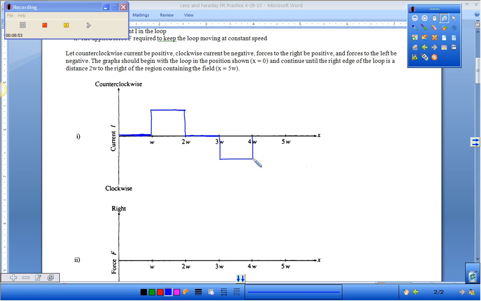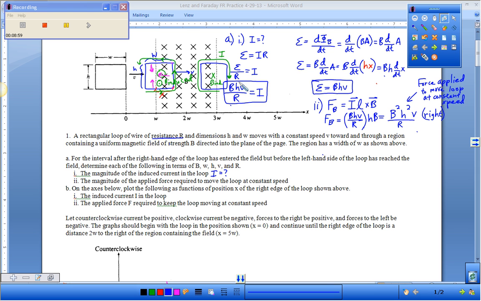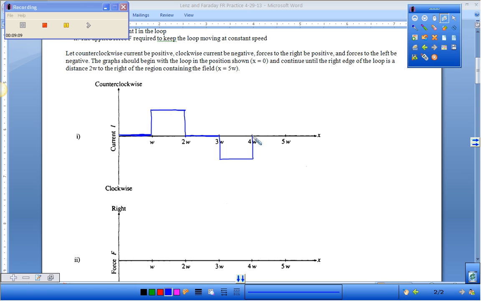And then as a final step, once that front edge gets to 4W, the back edge is at 3W. Now that thing's moving out in a region where there's no magnetic field again. So now I should jump back to 0.